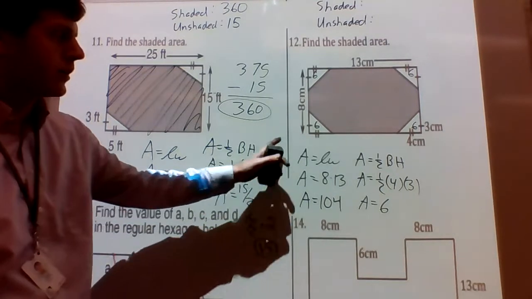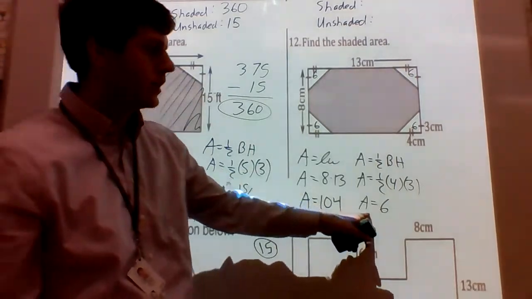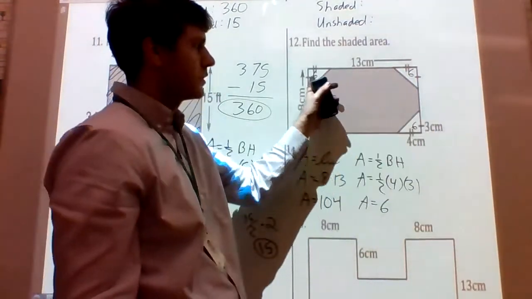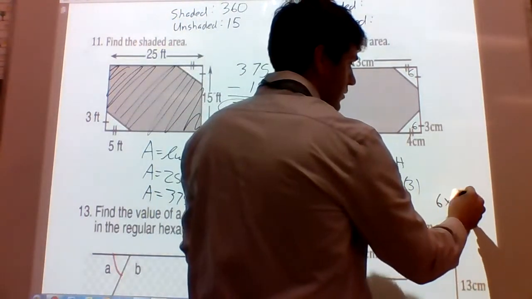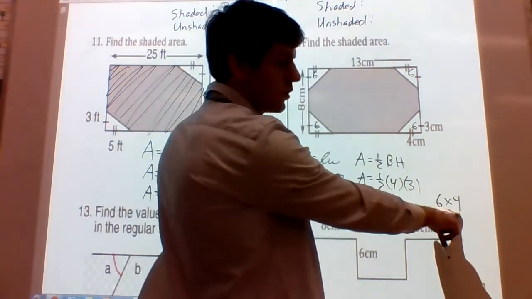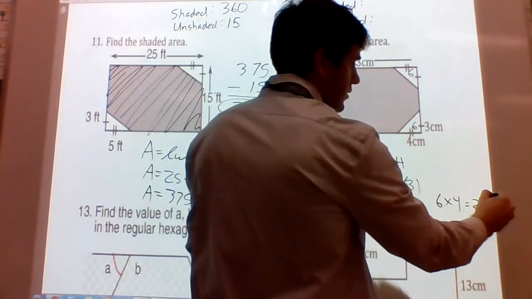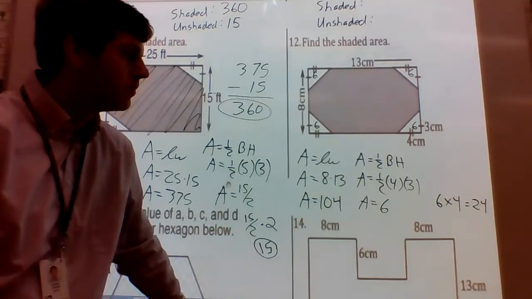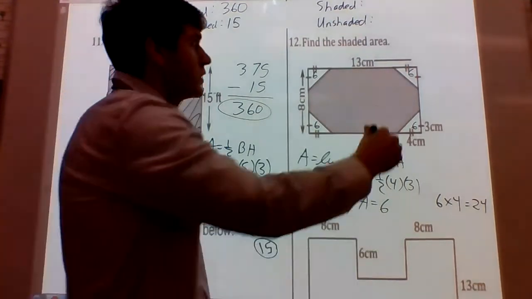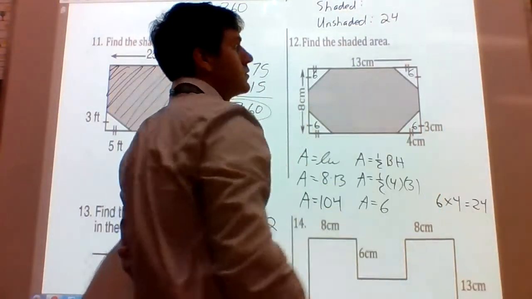So the unshaded area is then going to be 6 plus 6 plus 6 plus 6, which is 24, or we could say 6 times 4. The area of each triangle is 6. There are 4 triangles. 6 times 4 is 24. So unshaded is 24 centimeters squared.